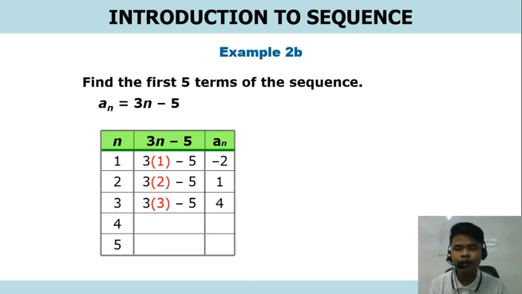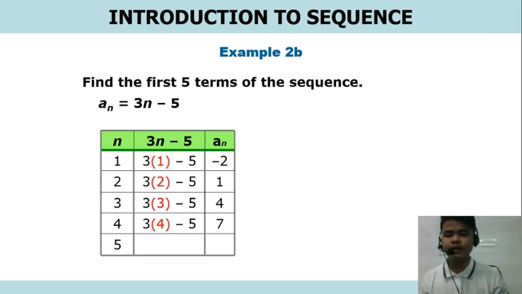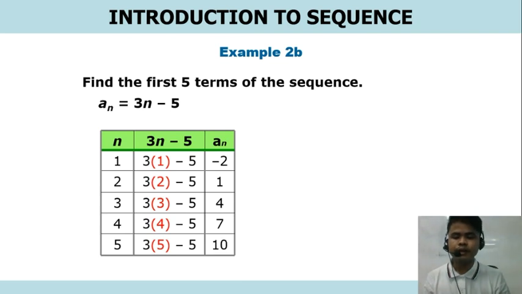Next, if you want to find the fourth term, you just need to substitute 4 for n. It will become 3 times 4 minus 5. 3 times 4, 12 minus 5, 7. That's why the value of the fourth term is 7. Next, if you want to find the fifth term, just substitute 5 for n. It will become 3 times 5 minus 5. 3 times 5, 15 minus 5, 10. Therefore, the value of the fifth term is 10. Therefore, the first 5 terms of the sequence are negative 2, 1, 4, 7, and 10.